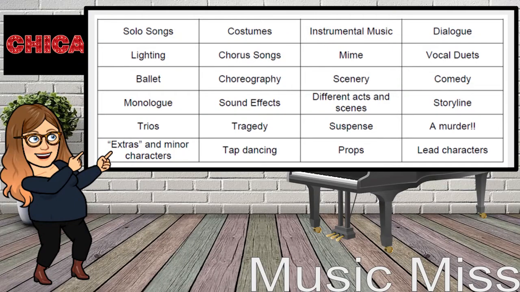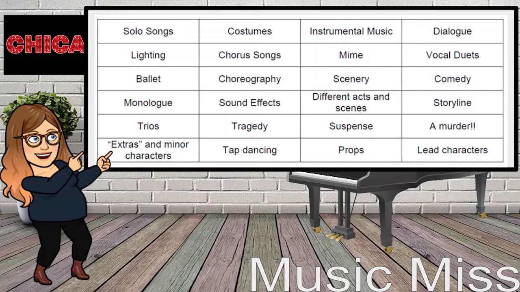Different acts and scenes. So there's usually two acts, a first act and a second act, and after the first act there's usually an interval. Scenes is any time there's a scene change usually. So when it goes from one setting to another setting, that is a different scene. Storyline, again hoping you know that one without too much explanation. That is the plot points of the story.